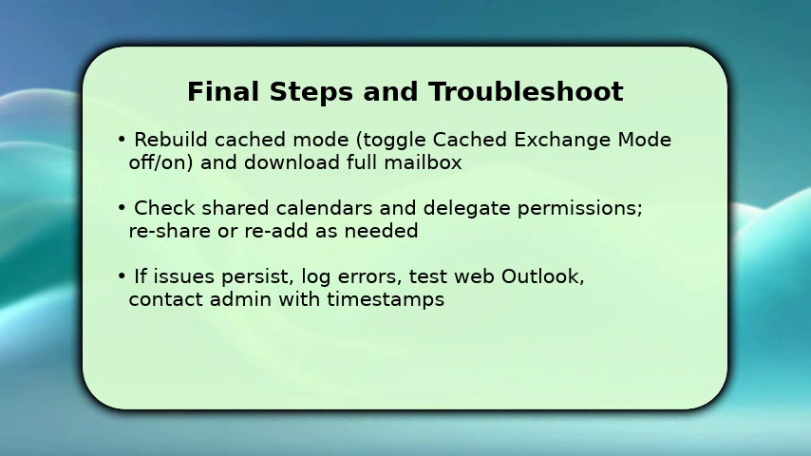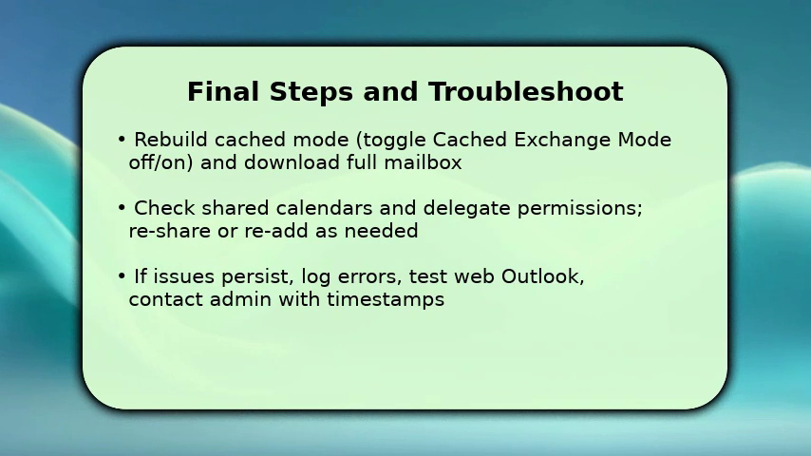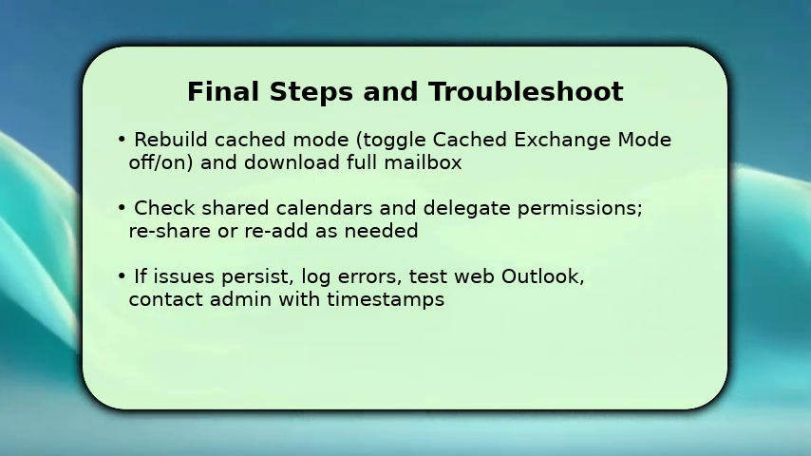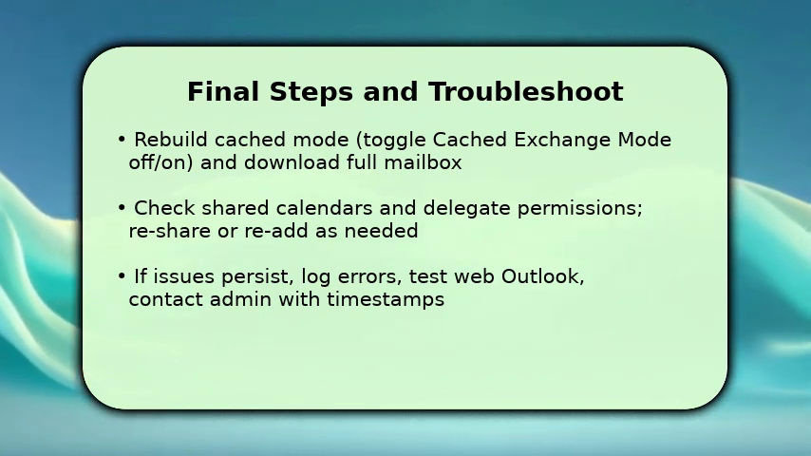If problems persist, reproduce the error, note exact timestamps and error messages, then test Outlook Web Access to isolate client versus server. One troubleshooting tip: always check the server/web interface first. If the web calendar shows correctly, the issue is local to your Outlook client.